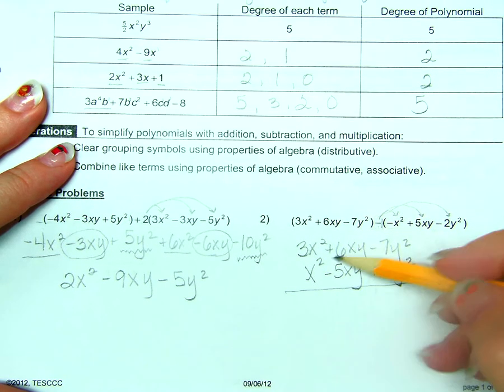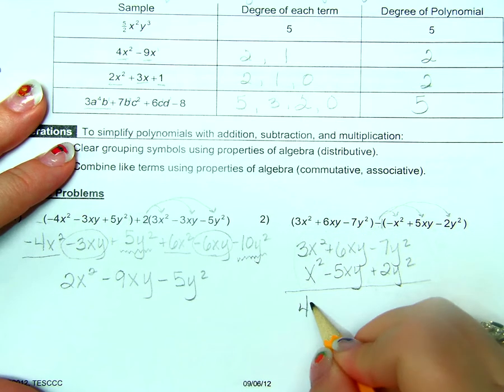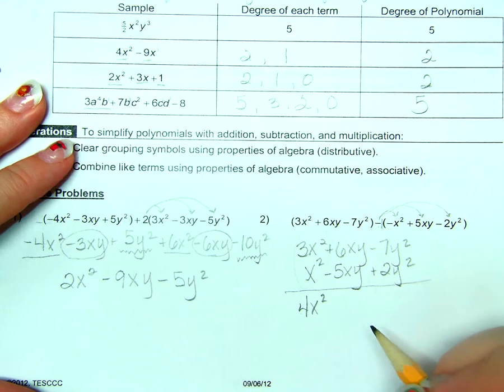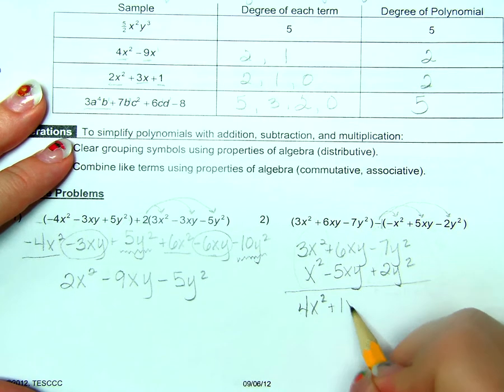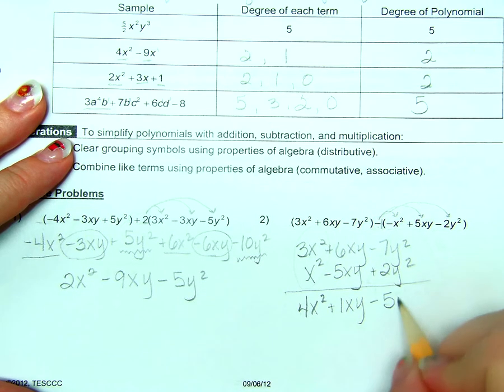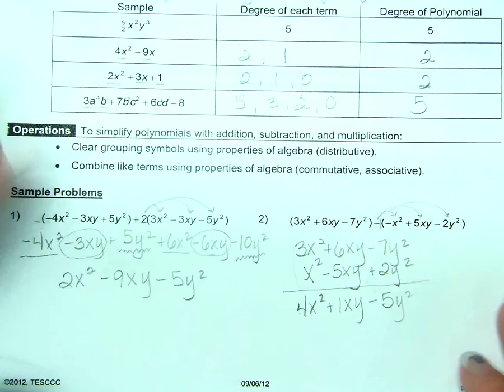Now all I have to do is combine my like terms, and I've lined them up, so I'm just combining them very close to each other. So I get 4x squared. I get plus 1xy, and remember, if you don't want to write that 1, you don't have to. It's an understood one. And then minus 5y squared, a negative 7 and a positive 2.